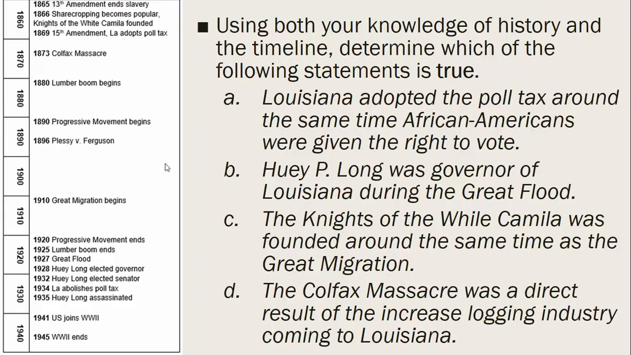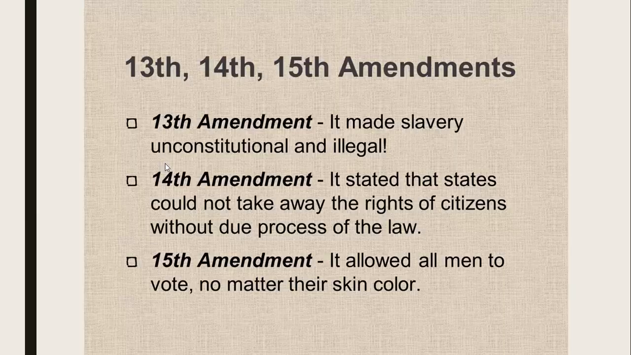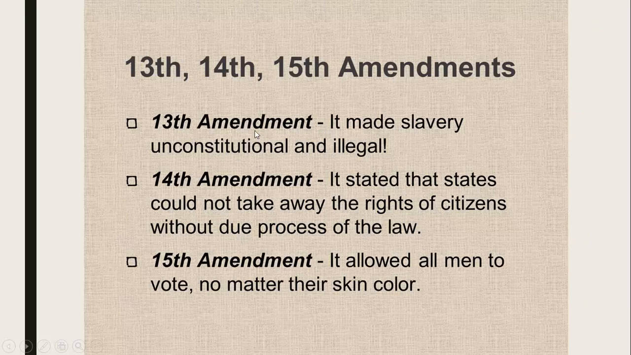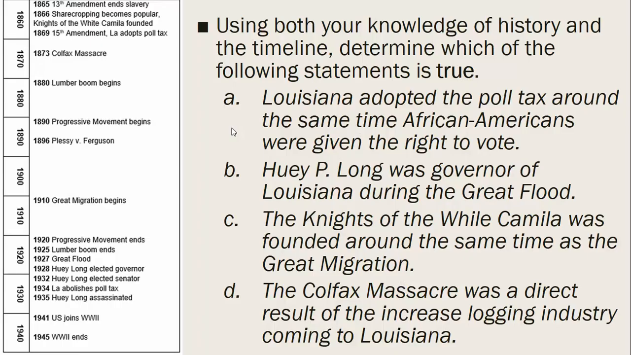For the next question, we wanted to figure out which of the following statements is true. Now, the best way to do this is to go through each of these options and check them against the timeline. If the timeline proves that this statement is false, then cross it off. So a reminder, though, about what the 13th, 14th, and 15th Amendments did. The 13th Amendment made slavery illegal. The 14th Amendment said that states could not take away the rights of citizens. And the 15th Amendment said that all men, regardless of color, had the right to vote. So keeping that in mind, read through each of these options and make sure you've chosen the statement that is true, that it's proven on this timeline.